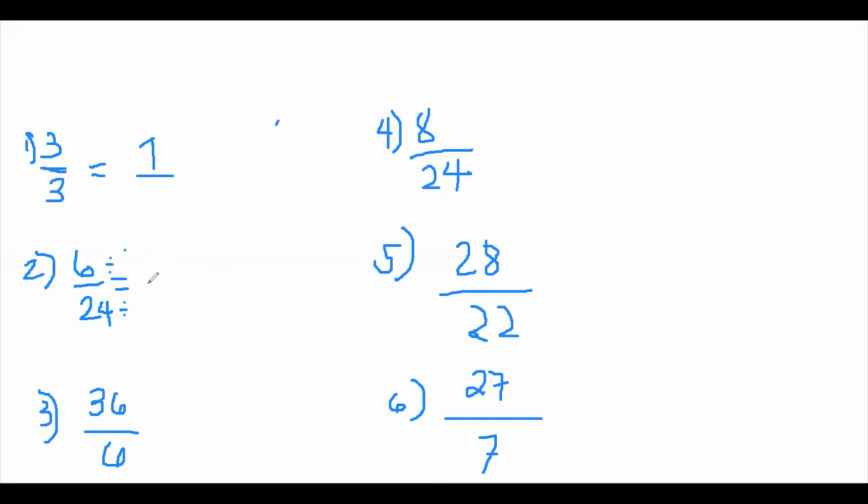So here we have 6 over 24 on our number 2. So how are we going to simplify 6 over 24? The secret of simplification, or to simplify a fraction, is to think of a number on both the numerator and denominator that you can use as a divisor. Okay, divisor, meaning you're going to divide by it.